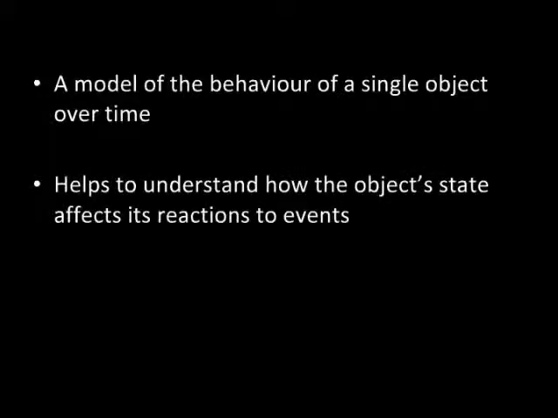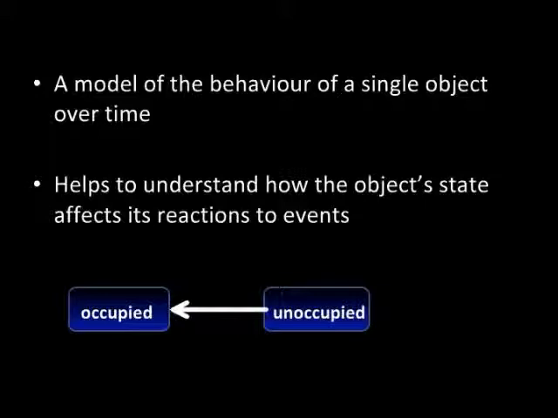Typically, when an event occurs, it affects the state of an object. A state machine is a model of the behavior of a single object over time and helps you to understand how that object's state affects its reactions to events. The figure shows a state machine diagram, known as a state chart diagram, in the UML, relating to the occupancy of a room in a hotel.